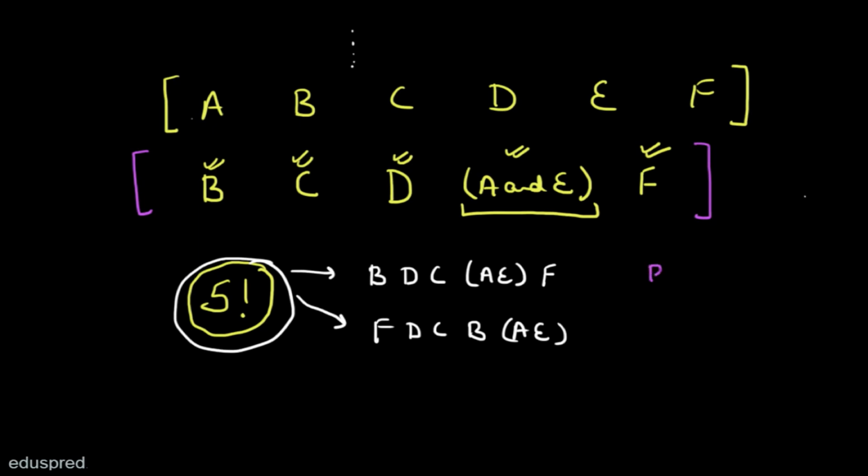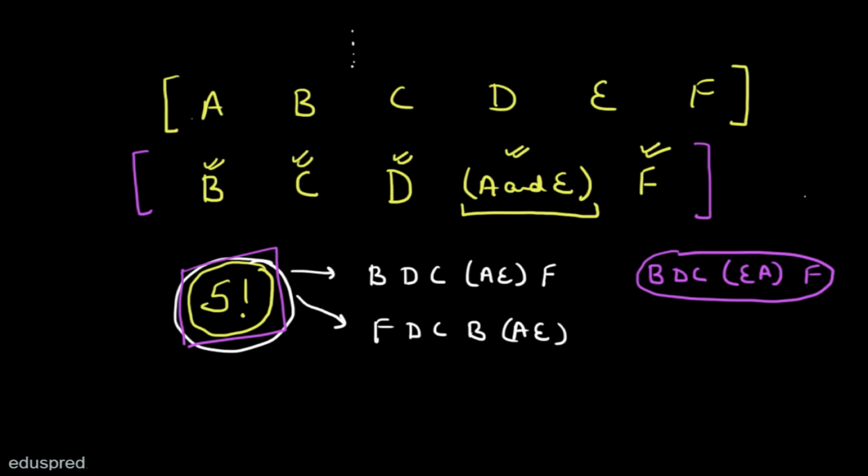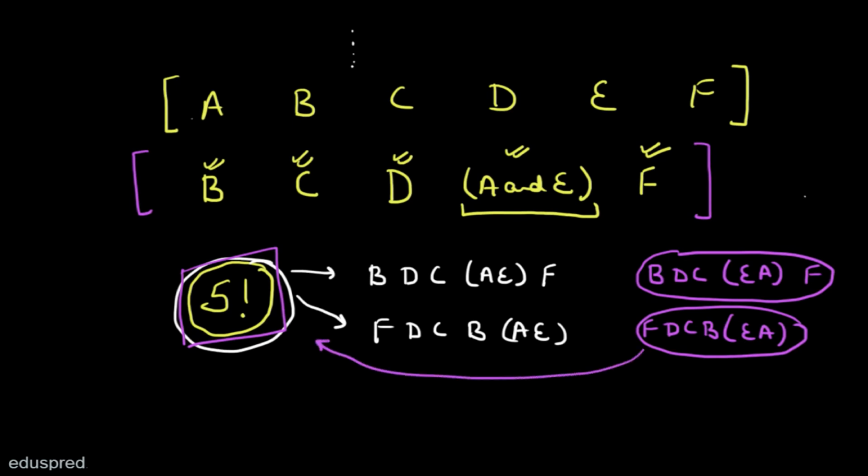So I can write another possible outcome could be B, D, C, and instead of A, E, now I have E, A, F. Now this particular outcome is not a part of these 5 factorial outcomes. Similarly, if I rearrange this outcome, I can write that this is F, D, C, B, E, A, and once again this outcome is not a part of these 5 factorial outcomes, because when we are calculating these 5 factorial outcomes, we have considered A and E as one element.